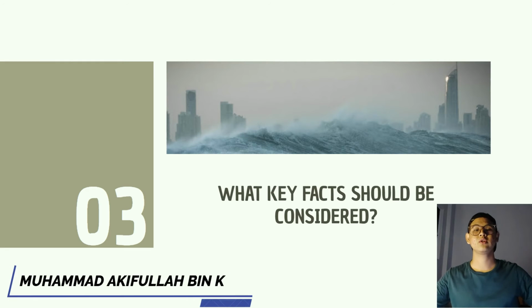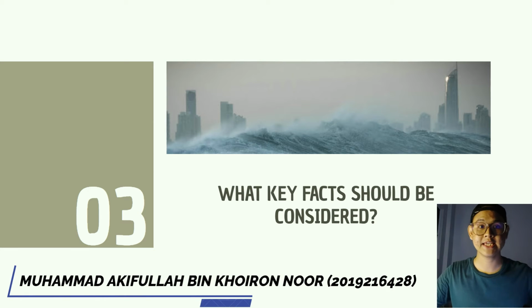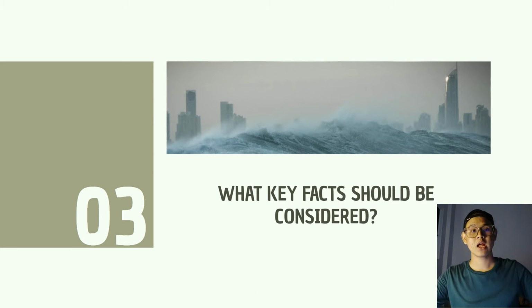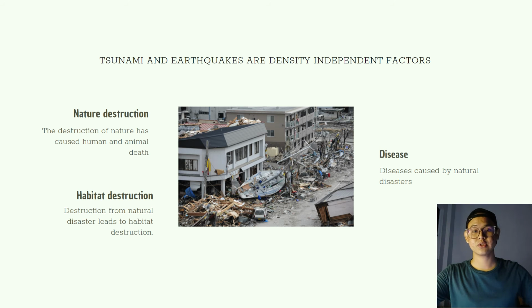Okay, so now I will continue to what key facts should be considered. First of all, we know that tsunami and earthquake are examples of density independent factors. Density independent factors are related to abiotic factors, weather or physical disturbance. These factors lead to population crash or catastrophic reduction in population size. This is the cause of the lack of population caused by these factors.